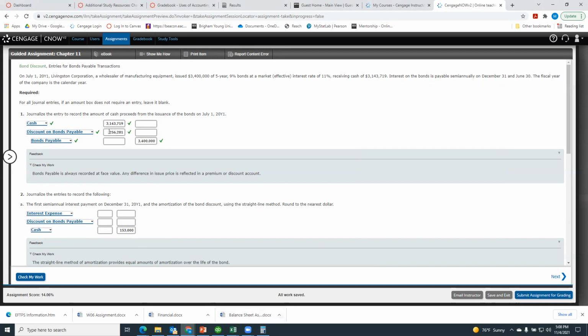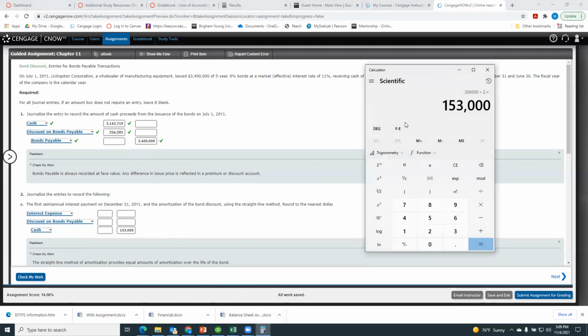The discount, $256,281, we have to spread out over the life of the bond. Since the bond is 5 years and we're doing a semi-annual interest period, we're going to divide this by 10, because there are 10 of these semi-annual interest periods in the bond's life. So we can see that we're going to amortize $25,628 per interest period.